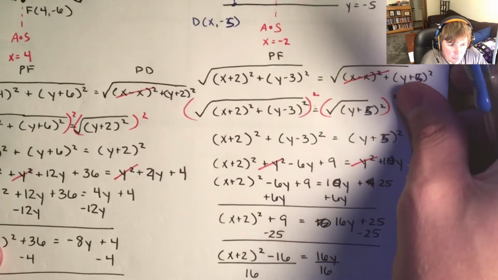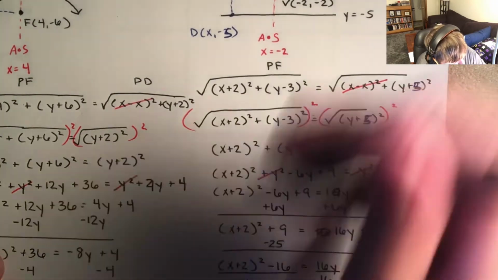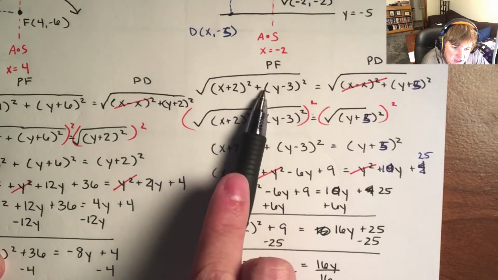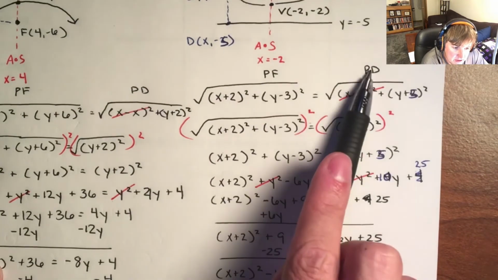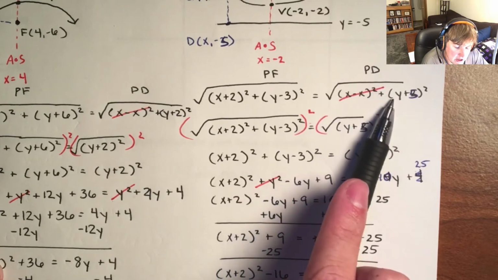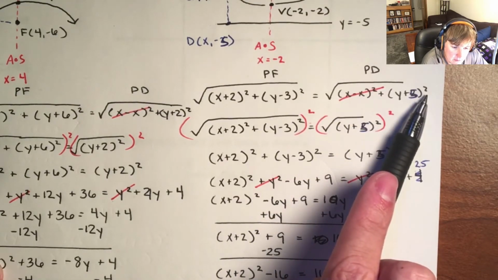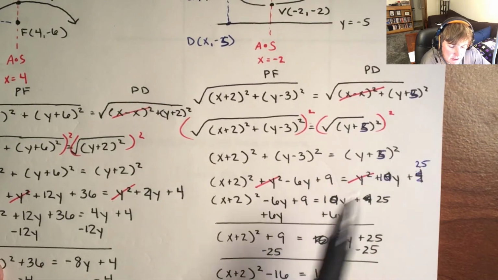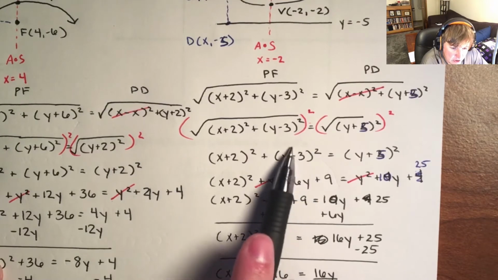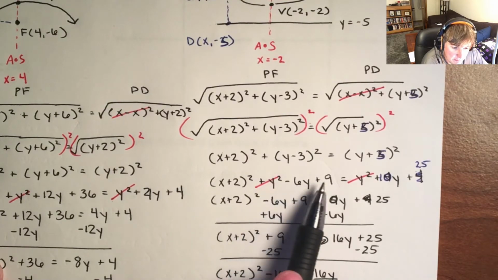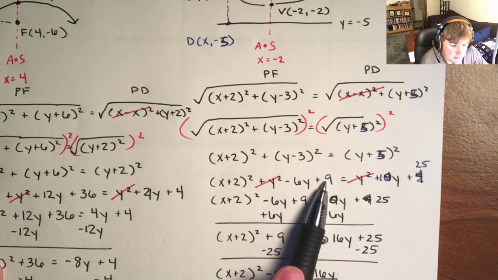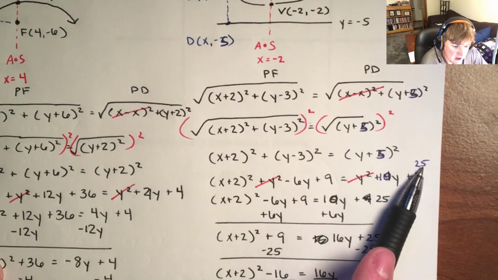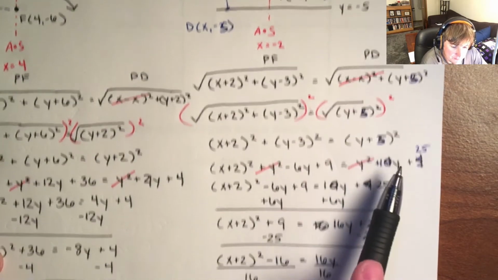Okay, so here is P to F. P to F is going to be (x + 2)² + (y - 3)². And then P to D is going to be (x - x)² and then (y + 5)². I square each side after I simplify to get rid of the square root symbols, and I'm left with this. Then (y - 3)² is y² - 6y + 9 using the box method, and (y + 5)² is y² + 10y + 25, again using the box method.